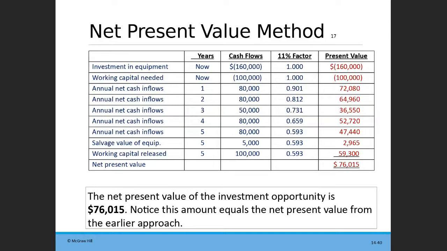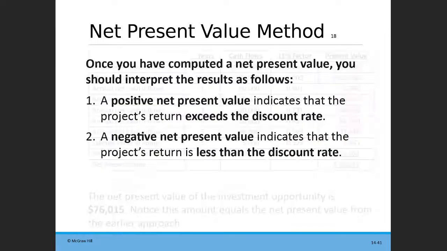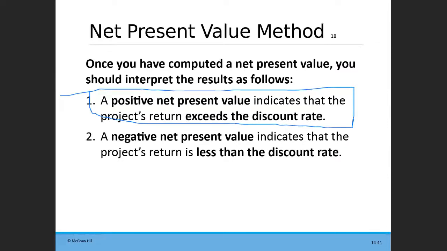So when all is said and done, we still end up with the same net present value that we did the other way when we used the present value of an annuity table. Okay, a positive net present value like we have means we're even getting more than the discount rate. So on our initial investment of 160,000 plus 100,000 working capital, we end up getting more than 11%, because it has a positive net present value.